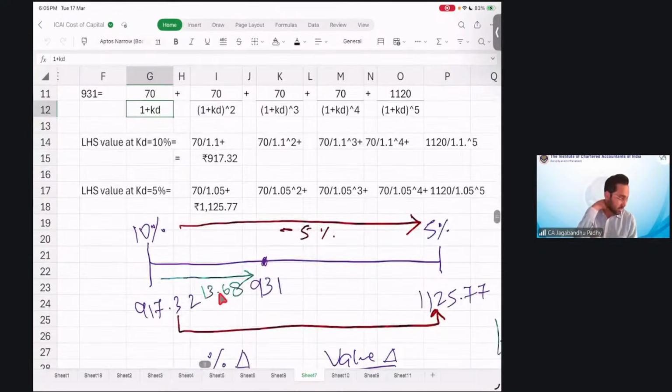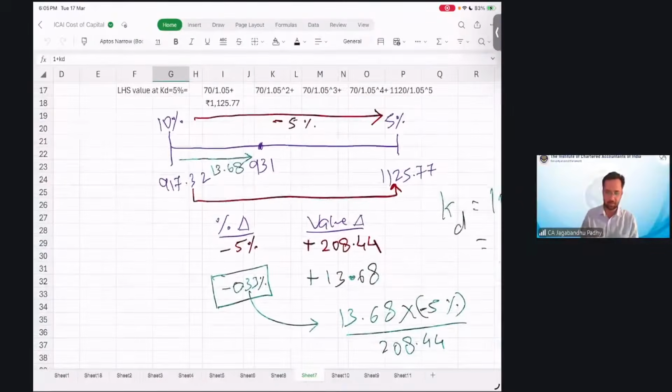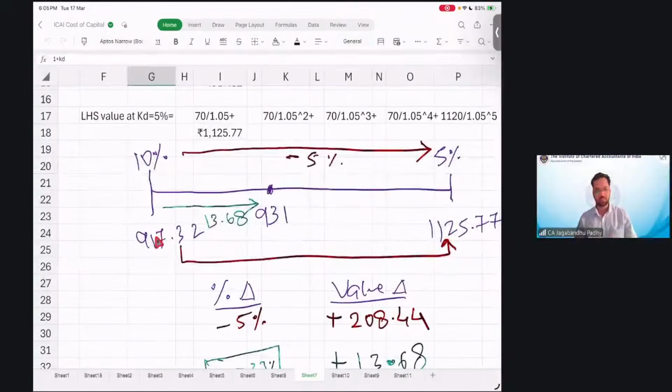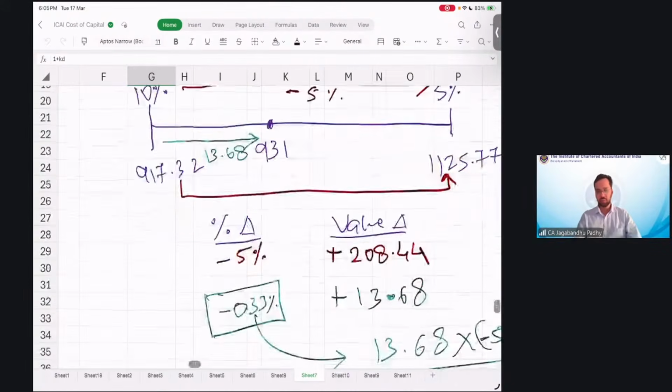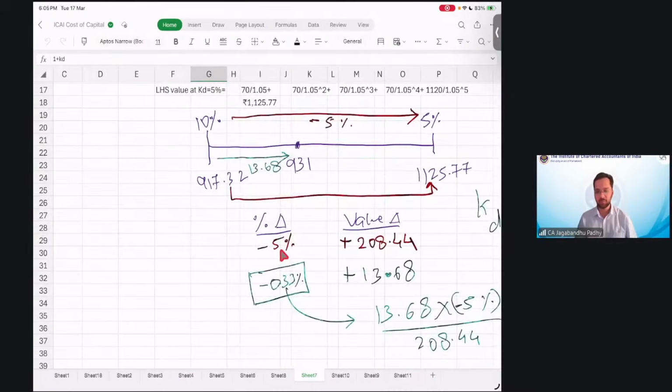So this is something which we also do while calculating IRR in the capital budgeting chapter, or the investment decision chapter, right? So at 10%, you have the value as 917.32. At 5%, it's 1125.77. So we see that the change in the value is negative 5%, or percentage change in the value is negative 5%. And the value of the bond is 208.44. That's increasing by 208.44.